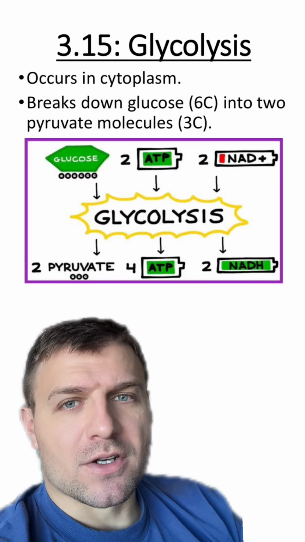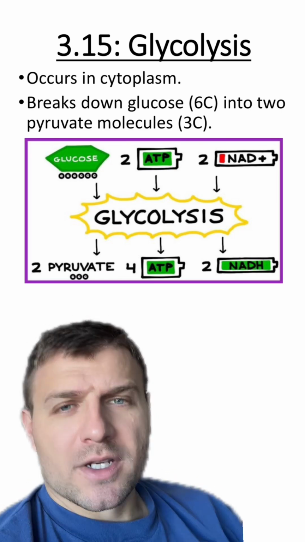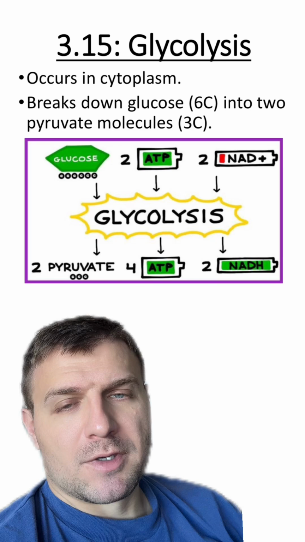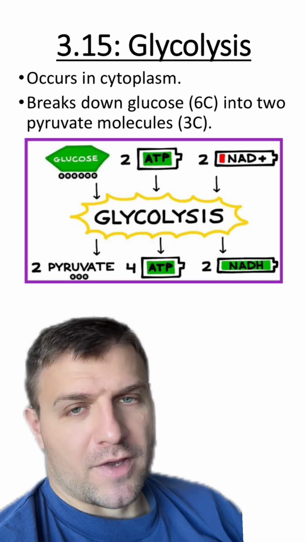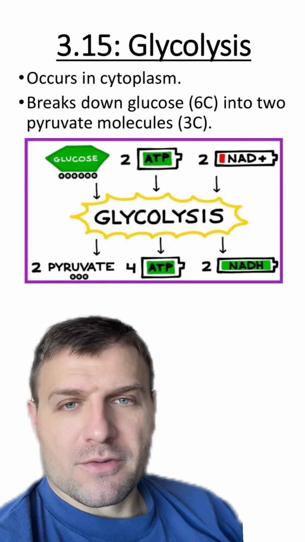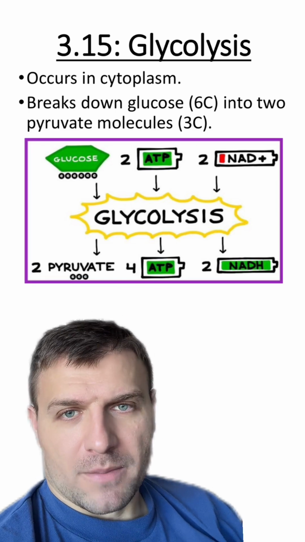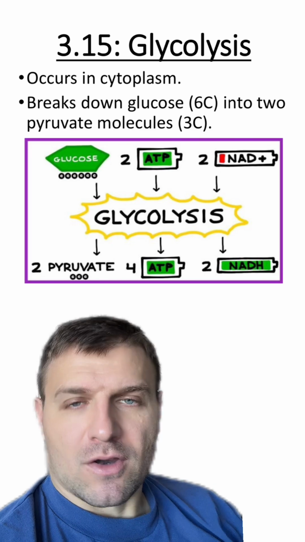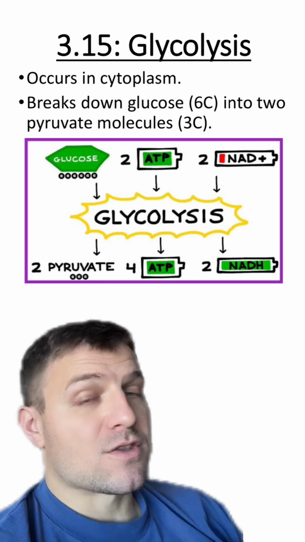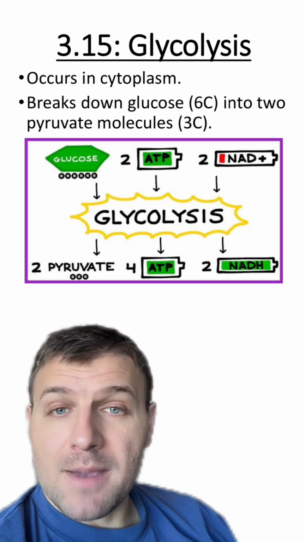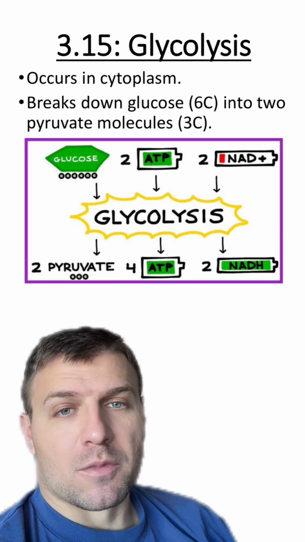Now, glycolysis occurs in the cytoplasm of a cell. During glycolysis, glucose is going to be broken down into two pyruvate molecules. In this part of Unit 3, it's also important that we focus on the carbons. Glucose has 6 carbons in it. Each pyruvate has 3 carbons in it. So in this step, we're not losing any carbon in the form of carbon dioxide.